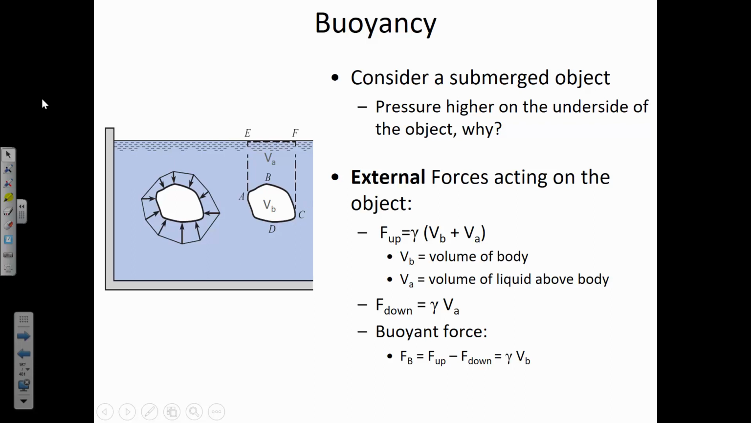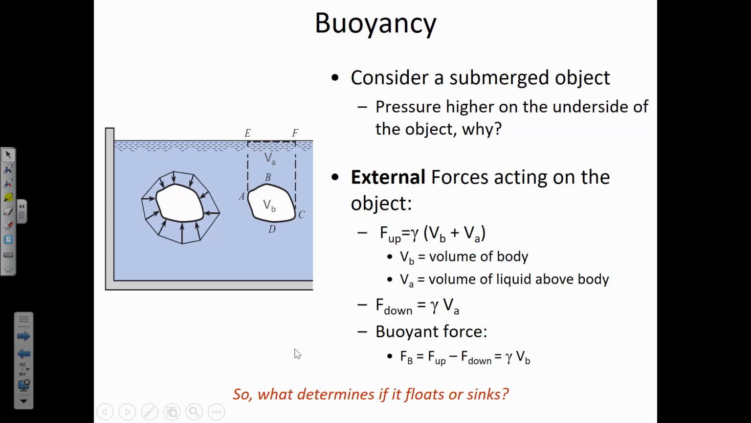The forces pushing it down are just related to the volume of water directly above it, volume A. And so the buoyant force is the difference between the two. It's the difference between the upward forces and the downward force. And so it's the volume of the object itself multiplied by the unit weight of whatever this fluid is. So the whole rest of today is just this formula: buoyant force is gamma times the volume that's submerged.